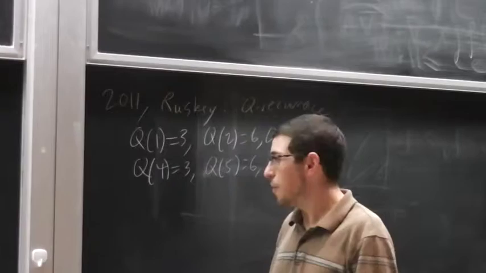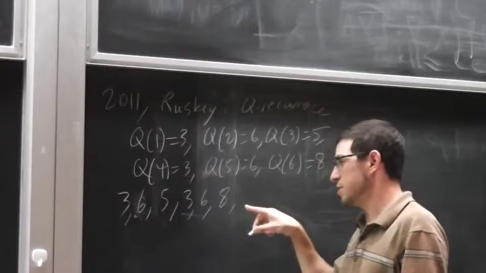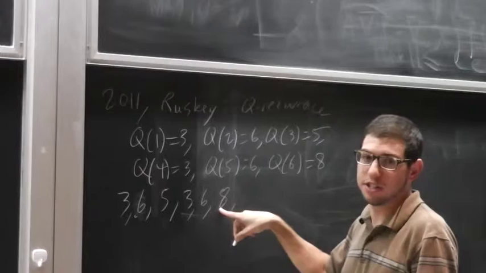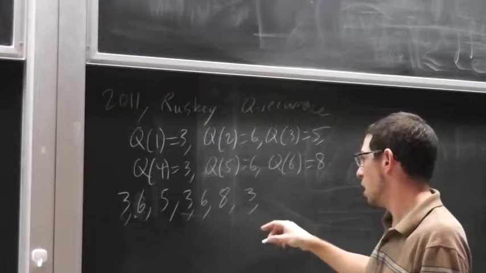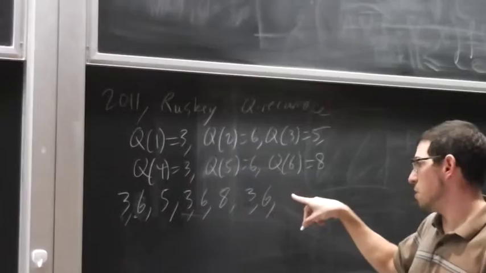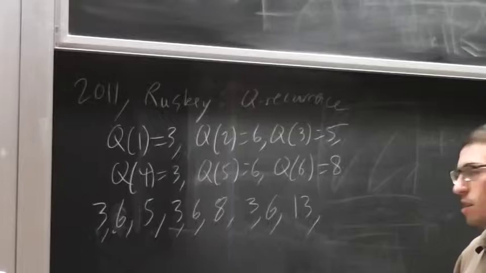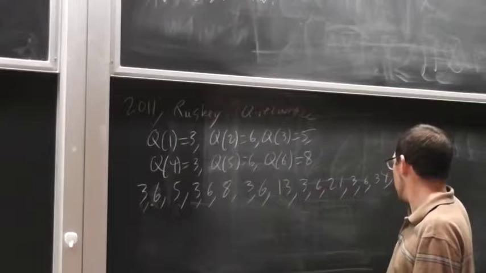So let's see what happens with this. This sequence starts 3, 6, 5, 3, 6, 8. So now the next term, this is the 7th term. We get 7 minus 8, and by our convention, that's just 0. And then 7 minus 6 is 1. So we get 3. And then the next term, we're going to get the 6 over here. But then this next term, it's going to be 9 minus 6, so we're going to get a 5. And then 9 minus 3, we're going to get an 8. And 5 plus 8 is 13. And then the next terms are 3, 6, 21. 3, 6, 34. 3, 6, 55, and so on.